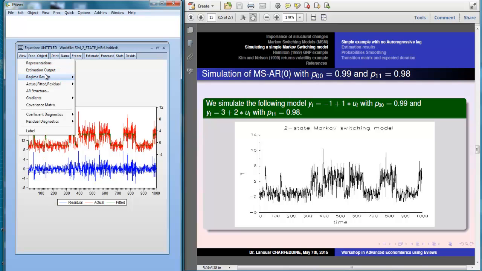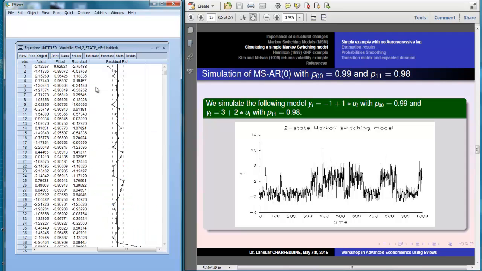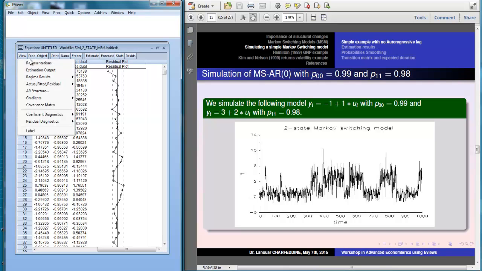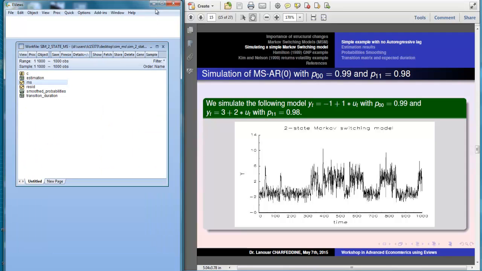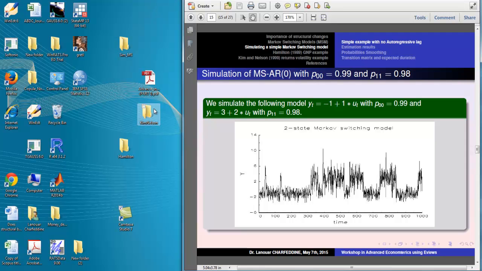And you can use the probability. You go to actual fitted residual table, and here you have the fitted. This is the fitted residual, etc. And also, if you want residual graph, etc. Now we can move to another example, which is the example of Hamilton.